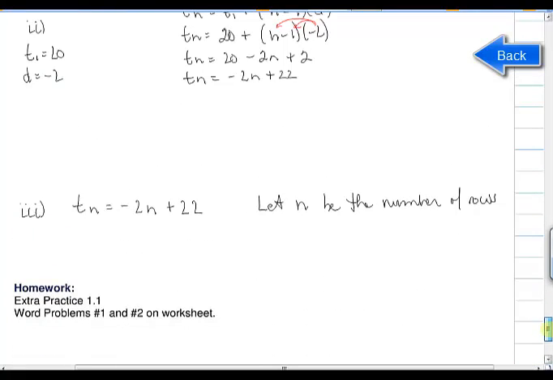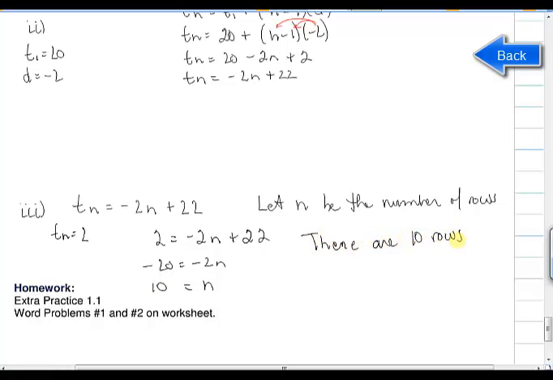And so I can use that now to find out what n is. Okay, so t subscript n equals 2. I'm going to plug that in for t subscript n in my formula. Going to solve for n, so I've got to bring the 22 over to the left. It becomes negative, and 2 minus 22 is negative 20. Divide both sides by negative 2, and I find that there are 10 rows in the display.